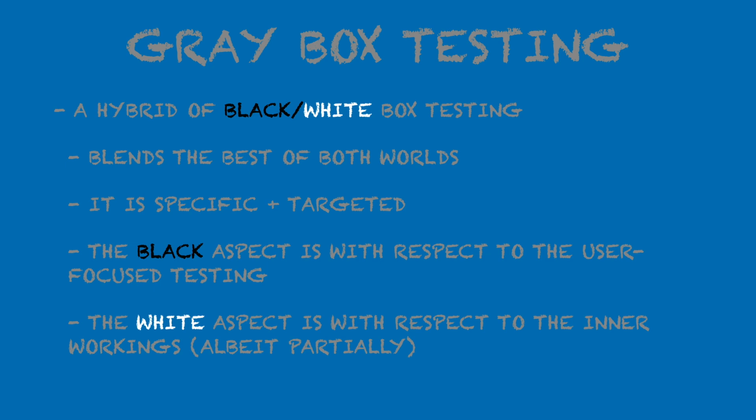Having covered black and white box testing, let's delve into gray box testing. Gray box testing is a type of testing that brings in the best of black and white box testing. It is very specific and targeted with what is being tested. So the black part is where things are known to the user, only that specific and targeted content. And the white part is where the inner workings are known partially, just enough, not everything.